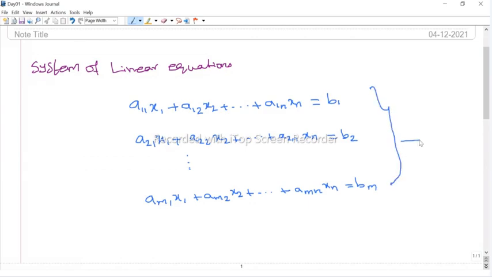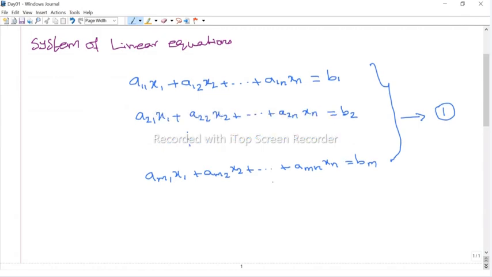We call this equation number 1. So equation 1 is called a system of equations. A system of equations means more than one equation. Our aim is to find x1, x2, etc., xn that satisfy all the equations simultaneously. That is the central theme of linear algebra: solving the system of equations.